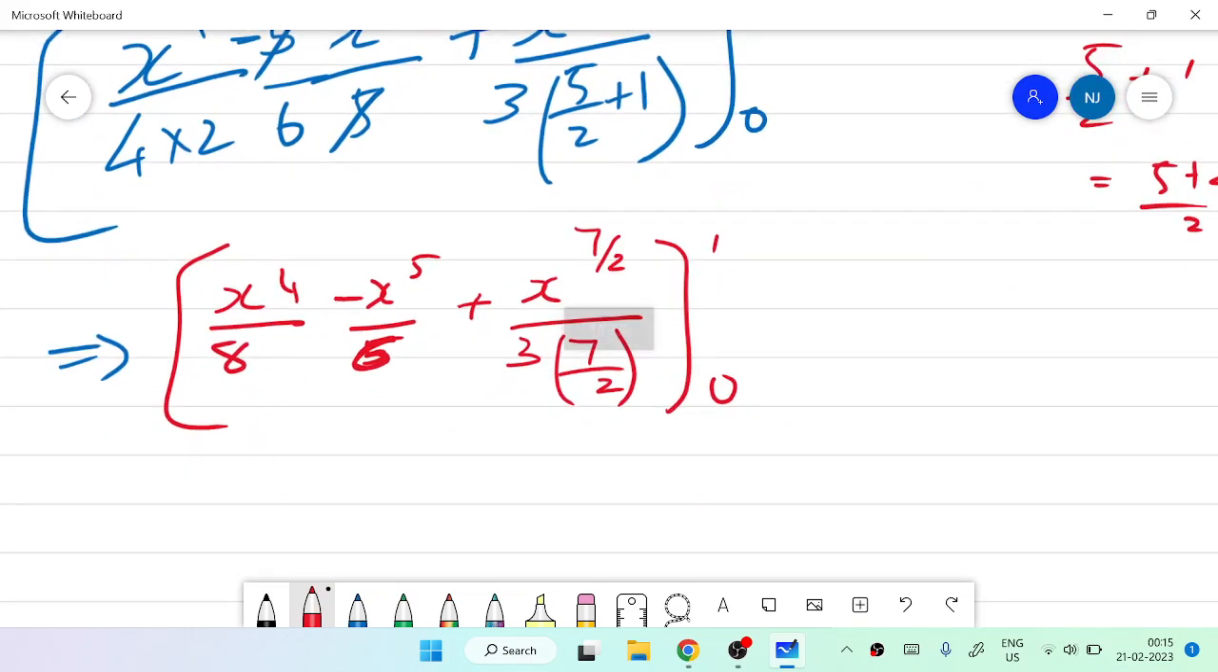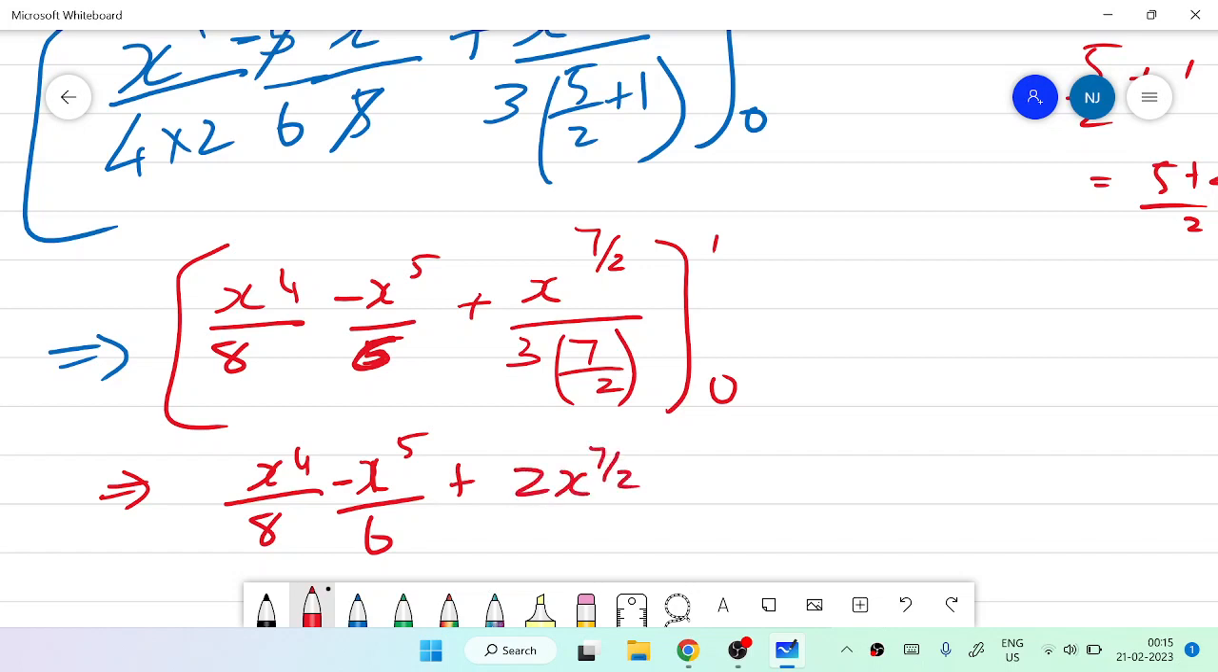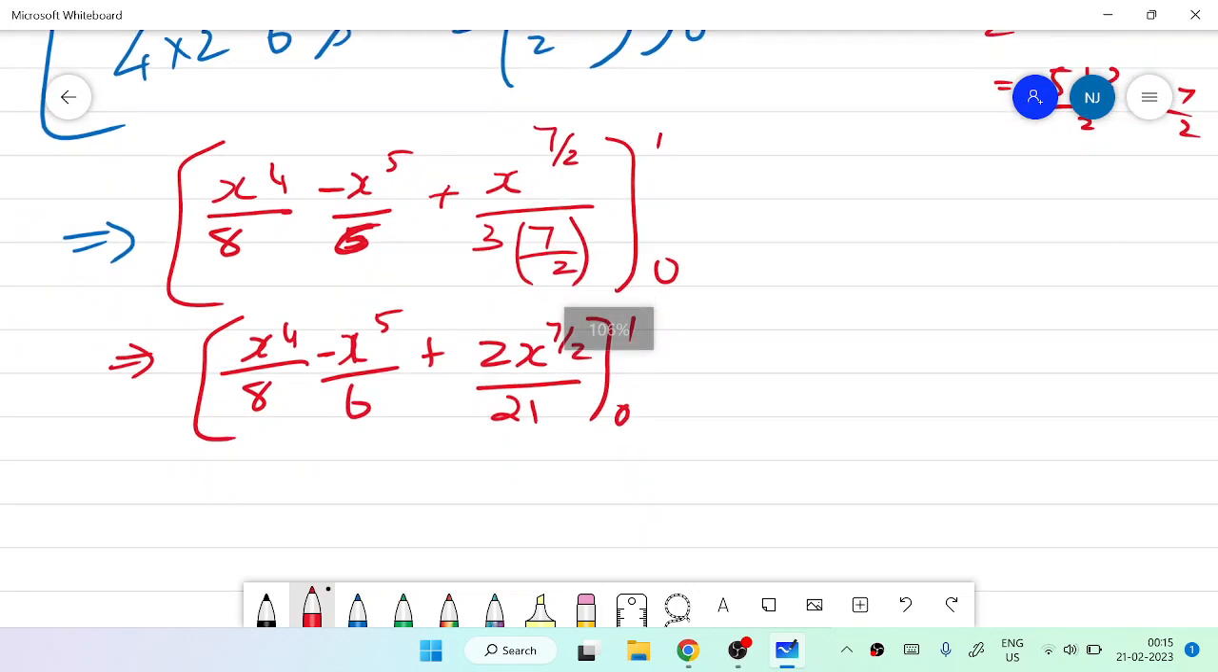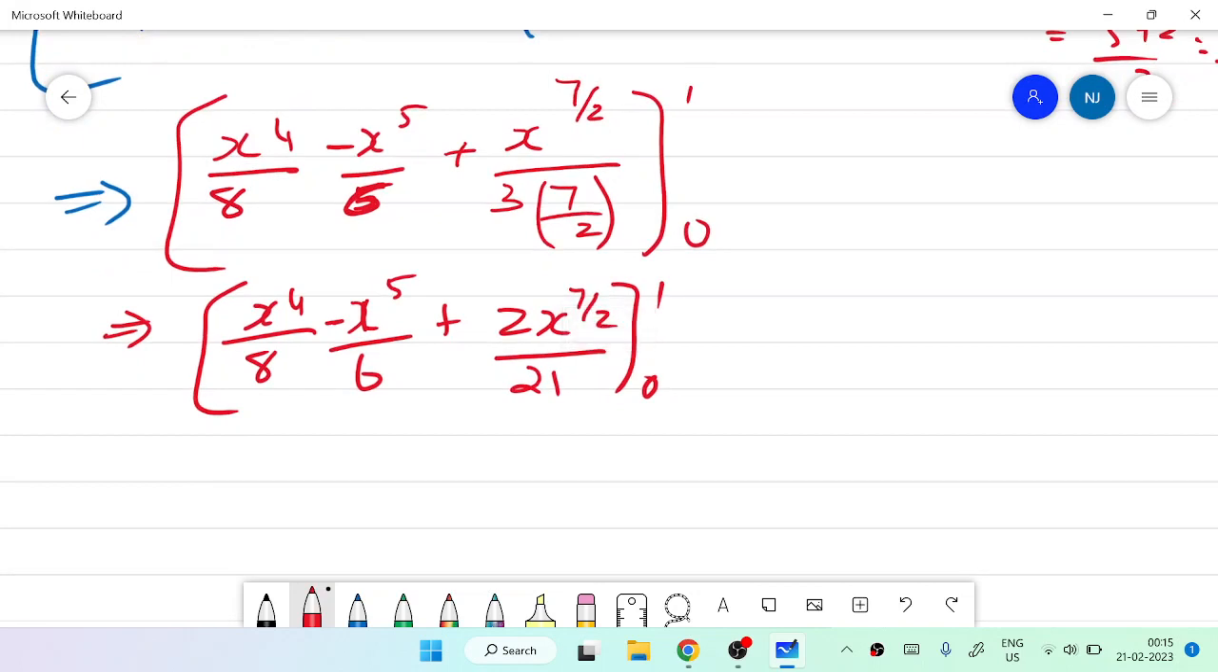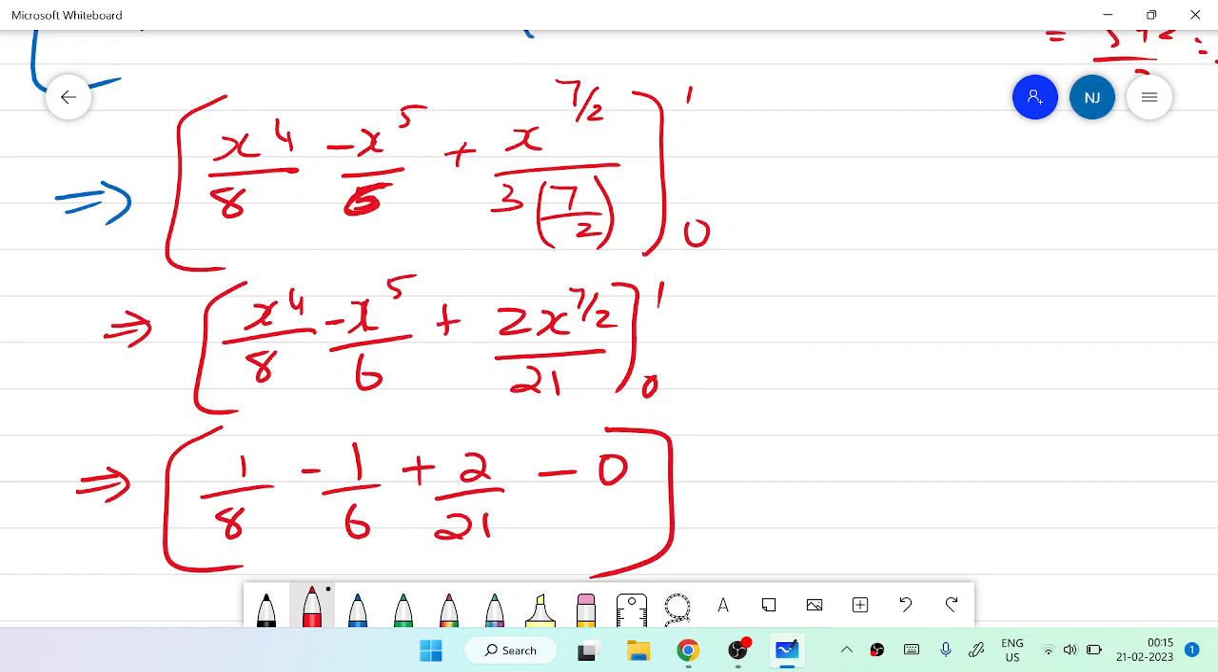Then what you can do is x power 4 by 8 minus x power 5 by 6. If you take the reciprocal, you will get 2 into x power 7 by 2 divided by 7 3s are 21. So the lower limit is 0, the upper limit is 1. If you substitute 1 instead of x, you will get 1 by 8 minus 1 by 6 plus 2 by 21 minus 0. Because if you substitute the lower limit, you will get this.